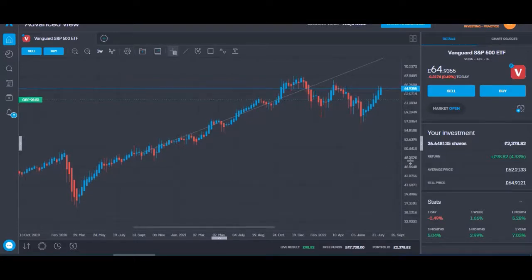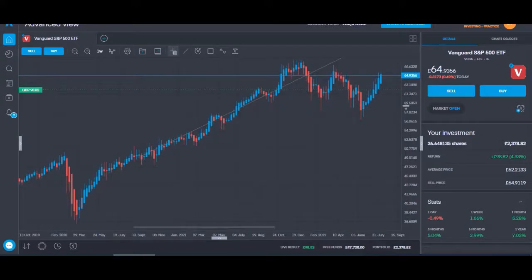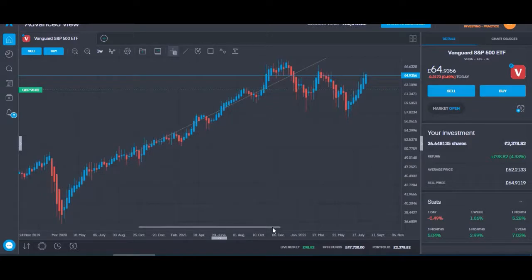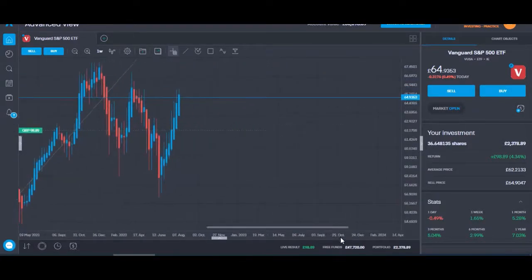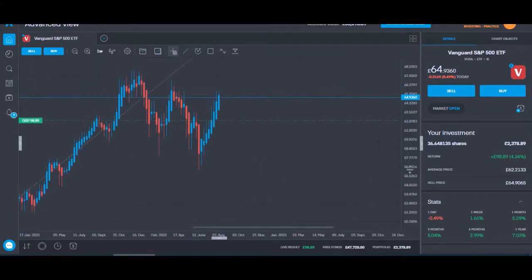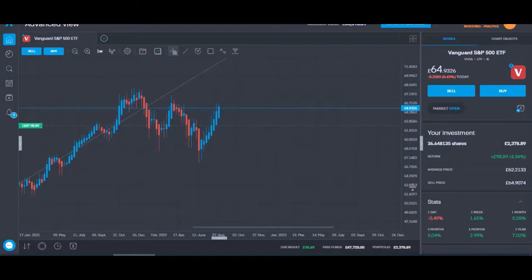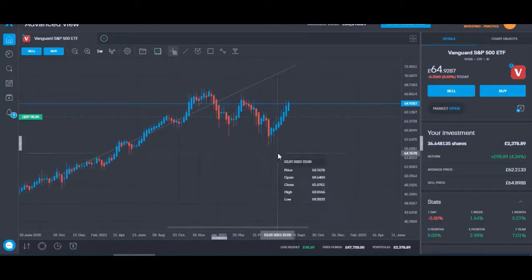If I don't compress the graph, you'll see that the trend line disappears off the top of the screen, like so, and you can't see it. Now maybe if I move slightly this way, it may reappear. No. I suppose I can compress that a bit more at that point and, there we go, it makes a reappearance there.